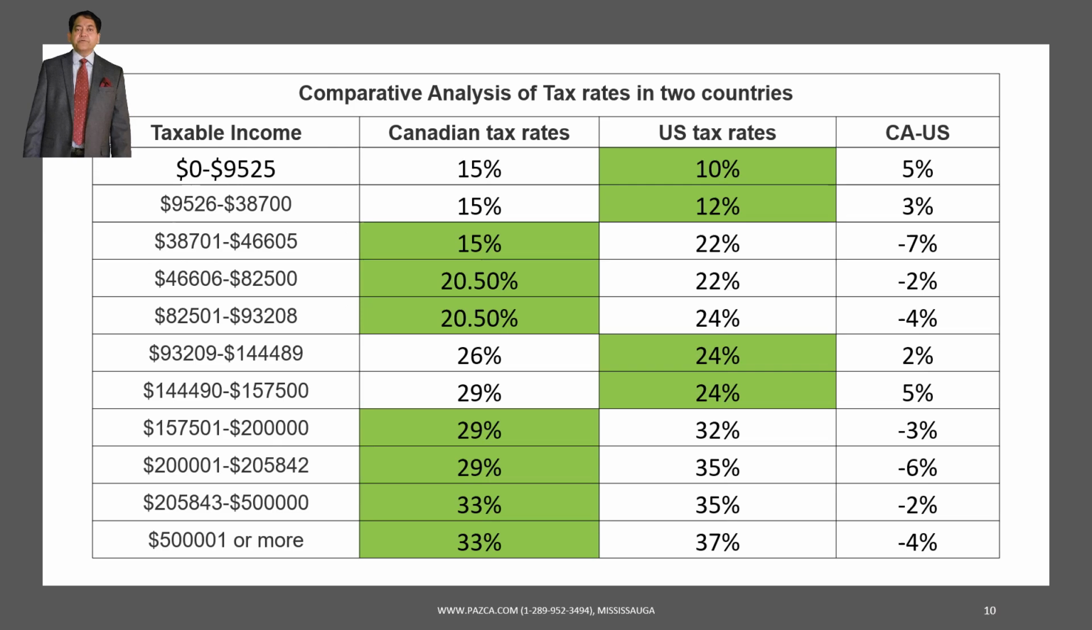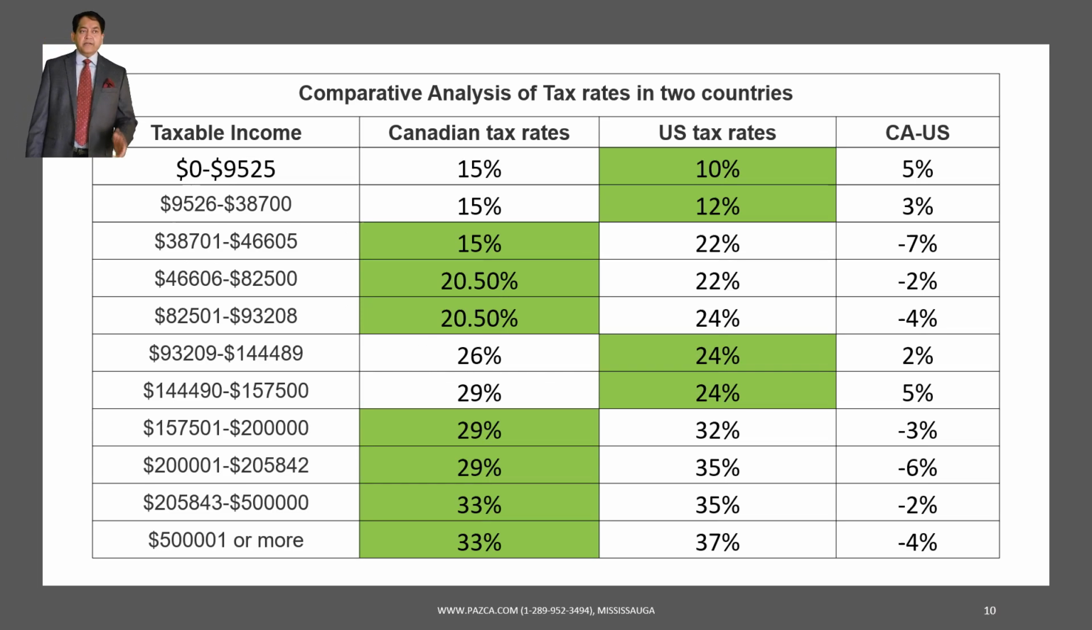So it means it's a 5% additional tax that is paid by an individual who earns up to $9,525 living in Canada. In the second band, the difference is only 3%, if you just look at the last column, because the tax rate in Canada is 15% for this band of income, while in the US it is 12%. Beyond this point, in the next three bands of income, it is the Canadian resident who is paying lower tax as compared to the US counterpart. And the difference is 7% less, 2% less, and 4% less if you just look at the last column.